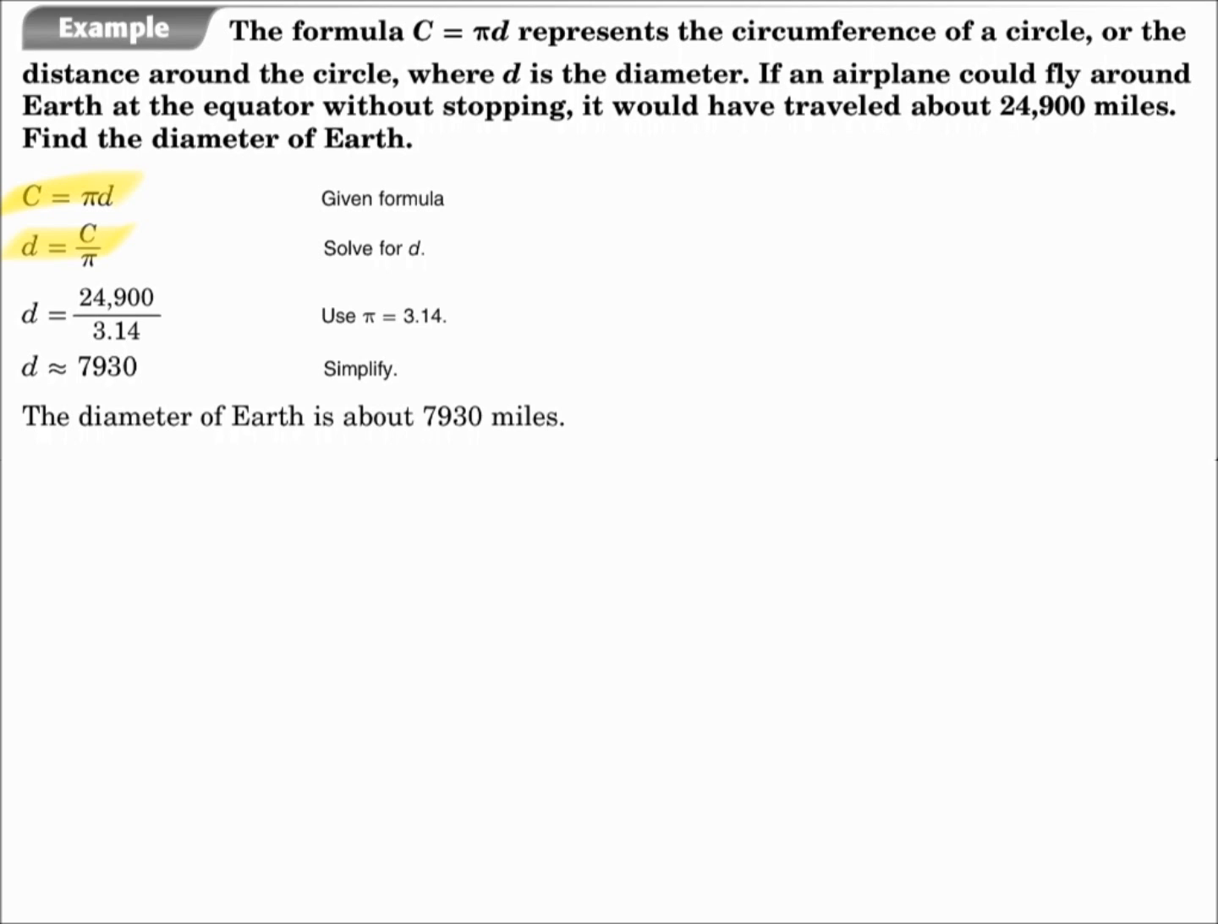Now substitute in your values. C is 24,900, so that goes in for c. Pi is about 3.14, and now you can work it out. The diameter is about 7,930 miles. So we'll do these, solving the formulas for the variables that we don't know, and we'll substitute in values for the variables we do know, and we can find the final answer much faster.